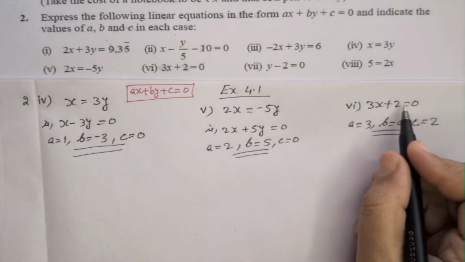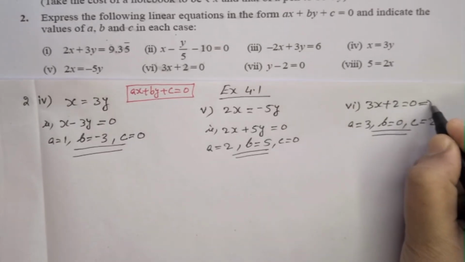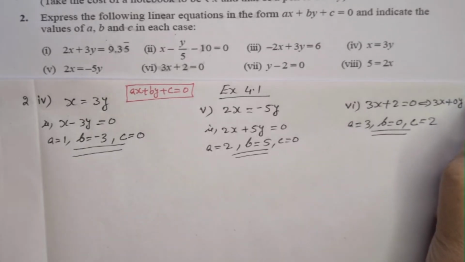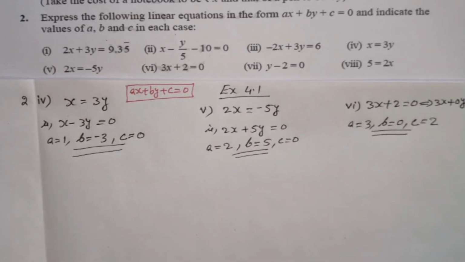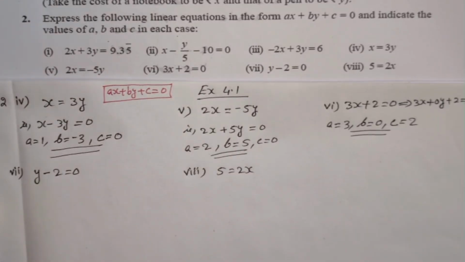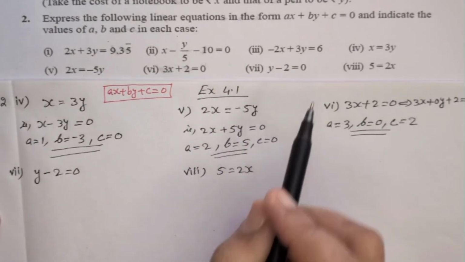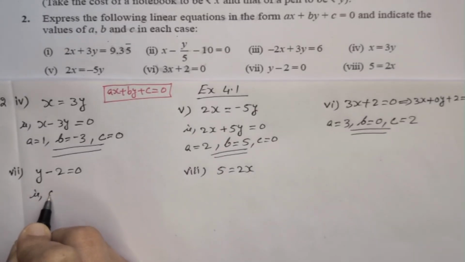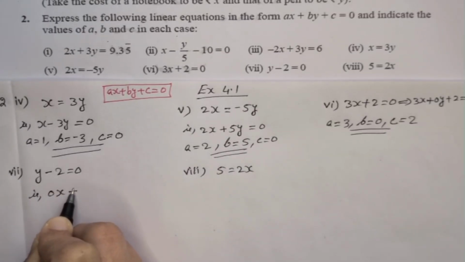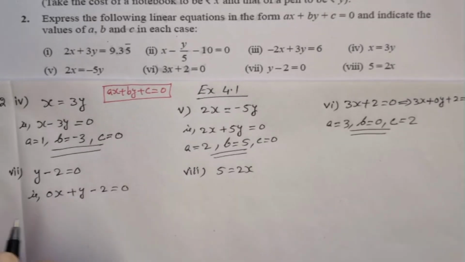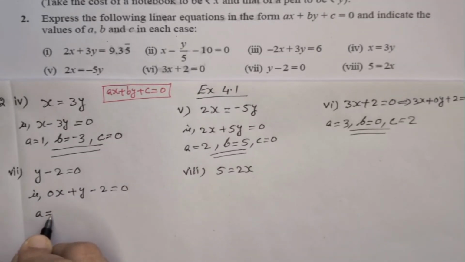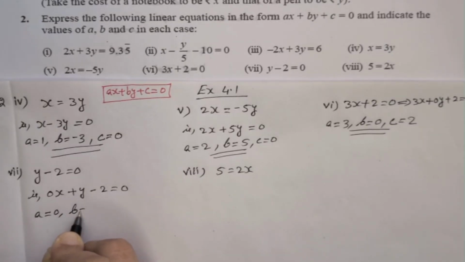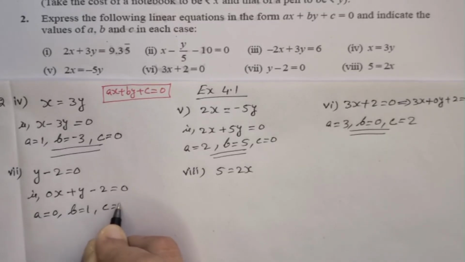If you want, you can rewrite the given equation as 3x plus 0y plus 2 is equal to 0. Now seventh one, y minus 2 is equal to 0. Here we can rewrite, there is no x term, so 0 into x plus y minus 2 is equal to 0. Then coefficient of x, that is 0. Coefficient of y, 1. 1 into y, y itself. So b is equal to 1 and constant c is equal to minus 2.